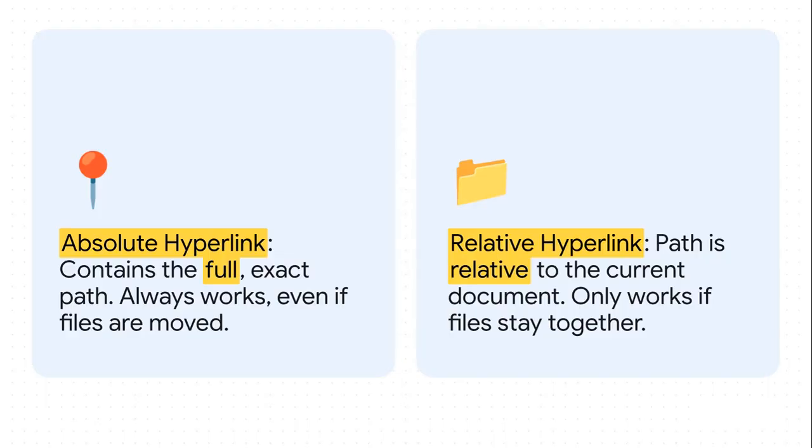Let's use a simple example. An absolute link is like a full postal address, house number, street name, city, PIN code, the whole thing. It's a complete fixed path. A relative link, on the other hand, is like telling someone it's the house next door. That direction only makes sense from where you are standing right now.